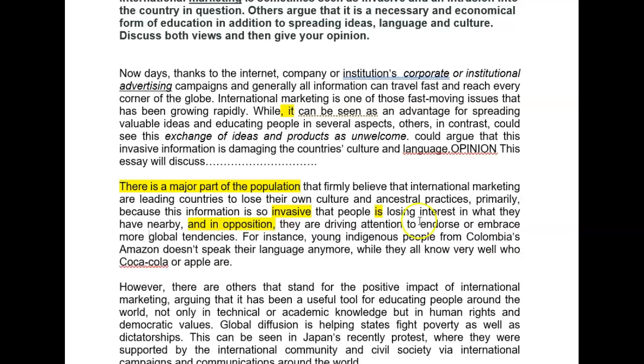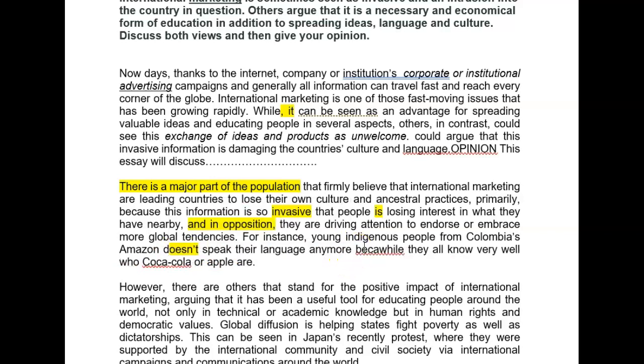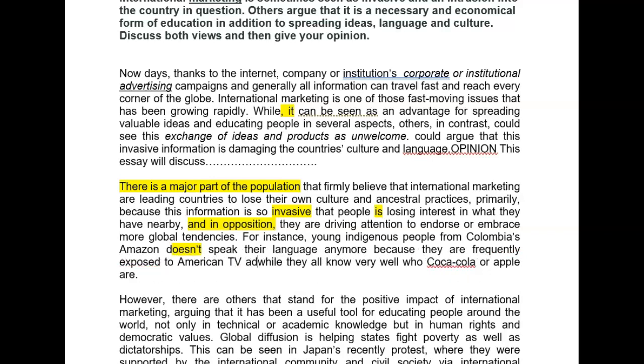Okay, so listen carefully to the correction just to help you there. Now an example, so that's nice. So topic sentence, develop it. Now your example, young Indigenous people from Colombia's Amazon do not speak, watch out on this grammar here, their language anymore because they are frequently exposed to American TV adverts.